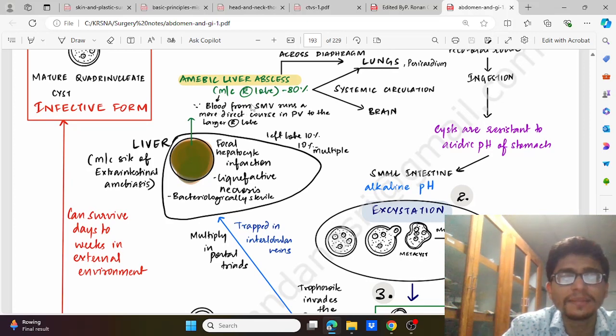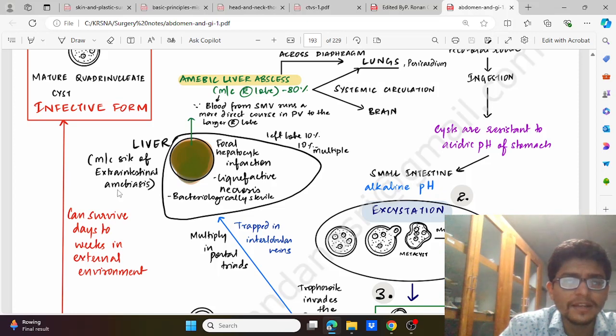As we see, the blood from the superior mesenteric vein runs a more direct course in the portal vein to the large right lobe. So it is most commonly in the right lobe and sometimes in the left lobe, around 10 to 15%, and is associated with multiple small abscesses.